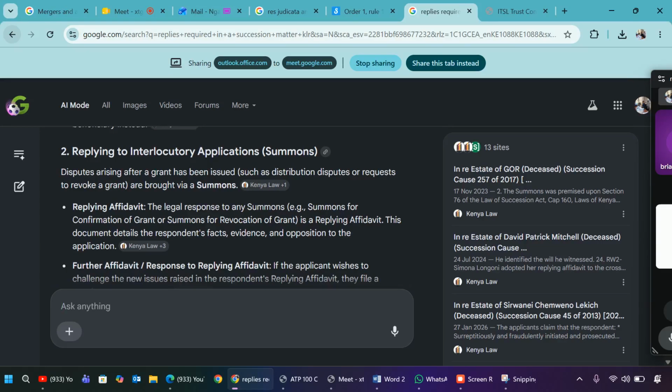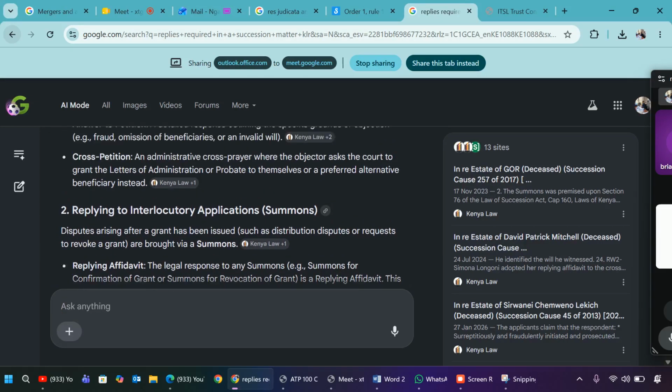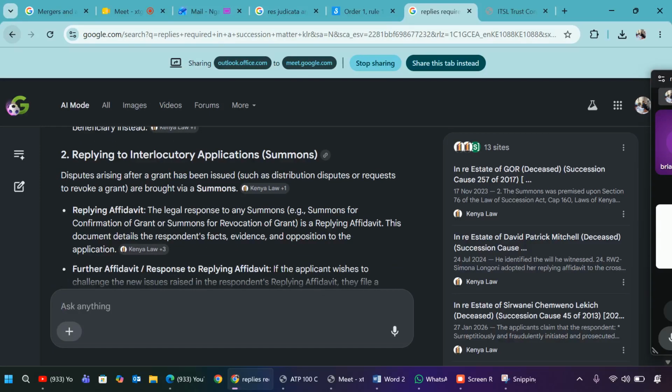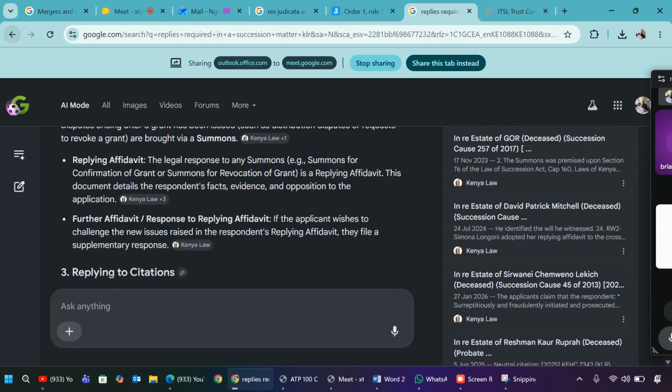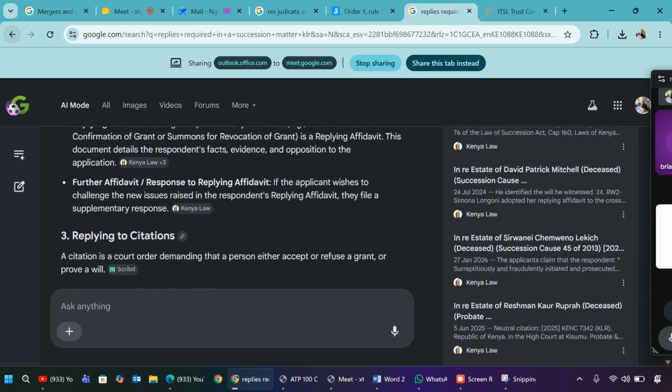Then two, replying to interlocutory applications. Disputes arising after a grant has been issued, such as distribution disputes or requests to revoke a grant, are brought via a summons. This is where we have a replying affidavit. The legal representative's response to any summons, e.g. summons for confirmation of grant or summons for revocation of grant, is a replying affidavit. This document details the respondent's facts, evidence, and opposition to the application.